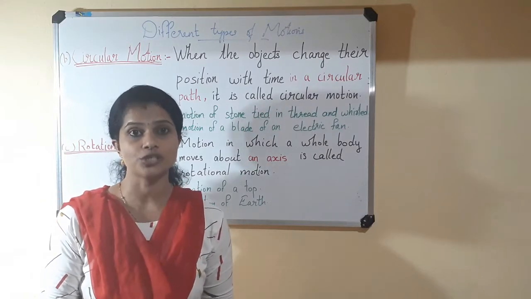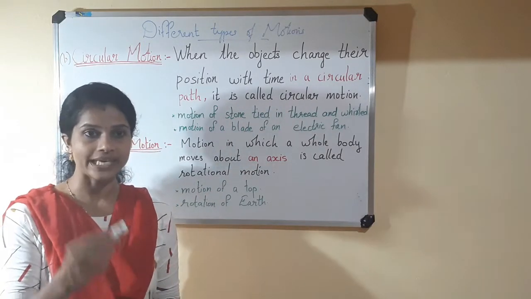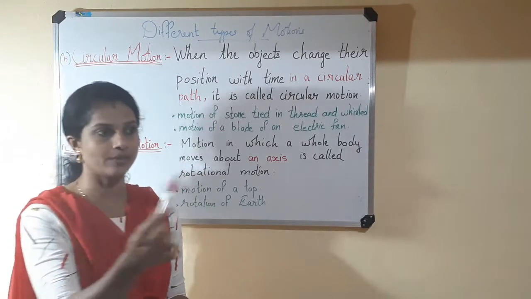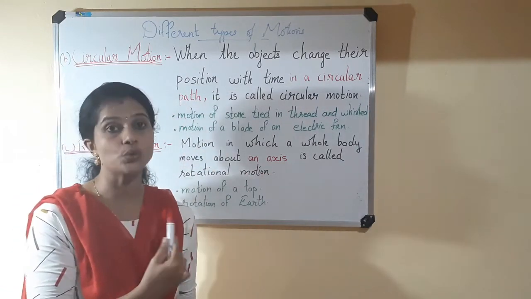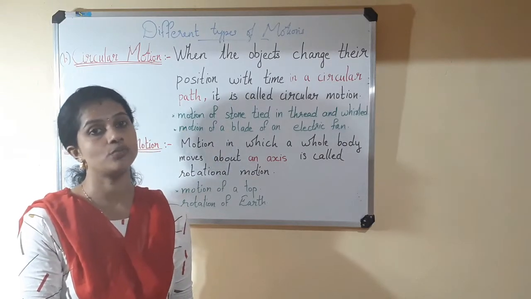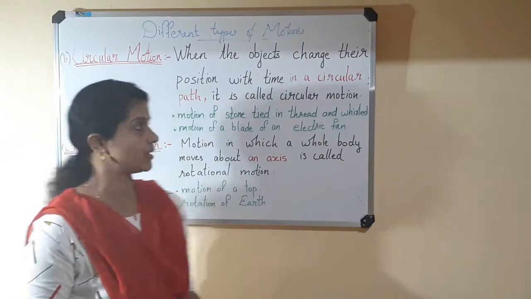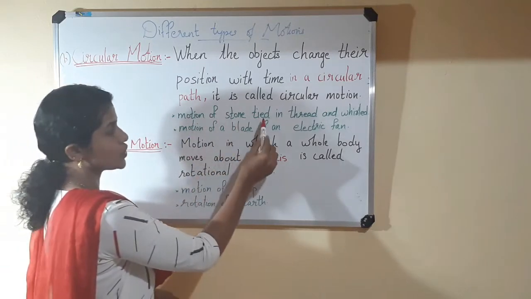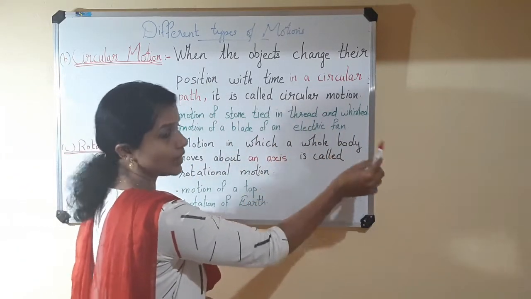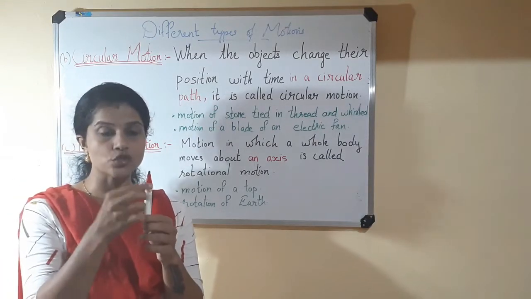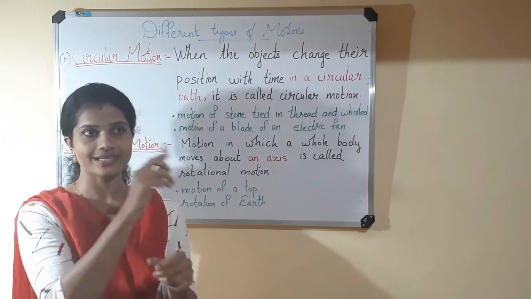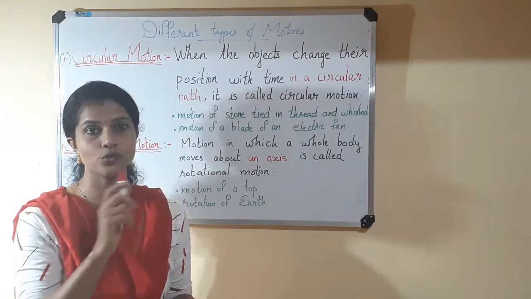सो सर्कुलर मोशन मीन्स अगर उसका पाथ एक सर्कुलर मोशन में चेंज हो रहा है, तो हम उस मोशन को बोलते हैं सर्कुलर मोशन. फॉर एग्जाम्पल, मोशन ऑफ अ स्टोन टाइड इन अ थ्रेड. मतलब हमने देखा है, हम लोग एक रस्सी में एक स्टोन बांध के ऐसे घुमाते हैं ना, राउंड राउंड वेरी फास्टली घुमाते हैं.